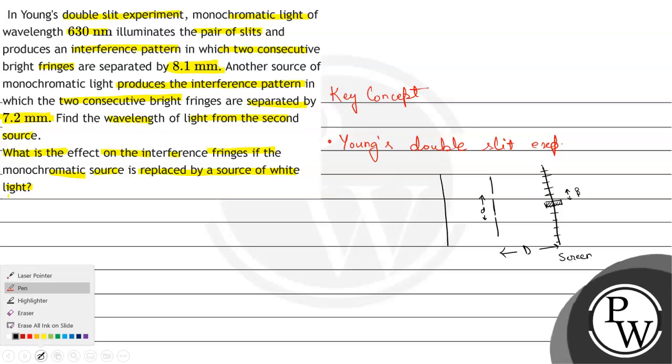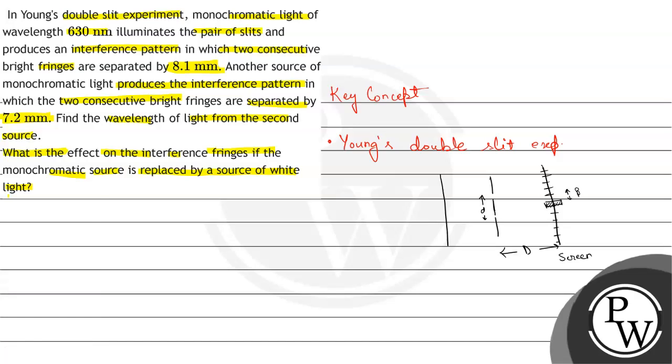So let us revise the formula for fringe width. Fringe width beta is given by lambda into capital D over small d. Here lambda is the wavelength of incoming light, capital D is the distance between slits and screen, small d is the distance between two slits. Now let us jump right into our solution. We have everything prerequisite for our solution.